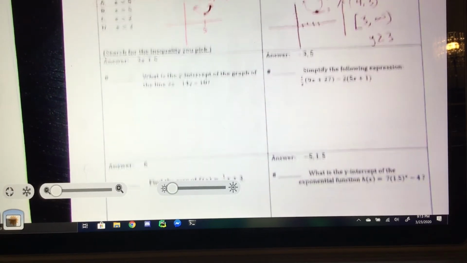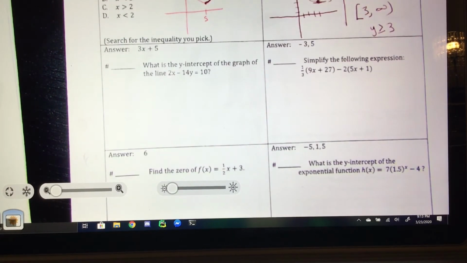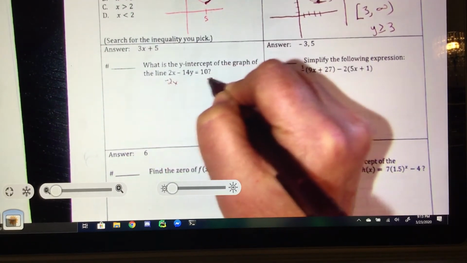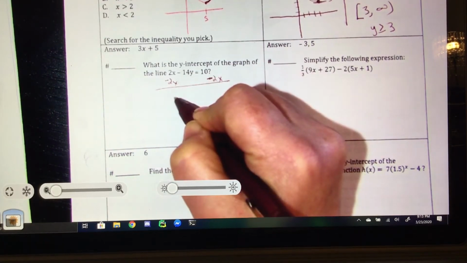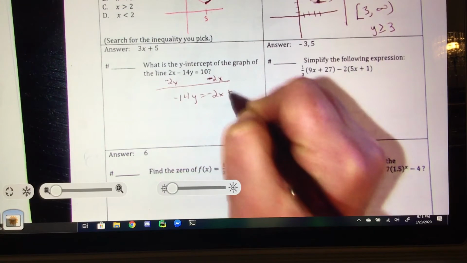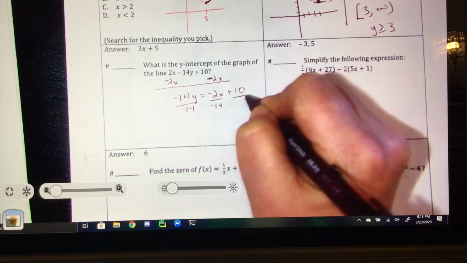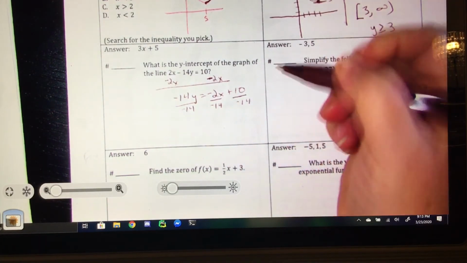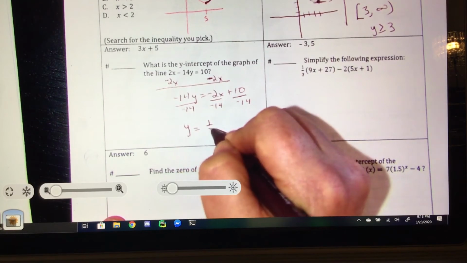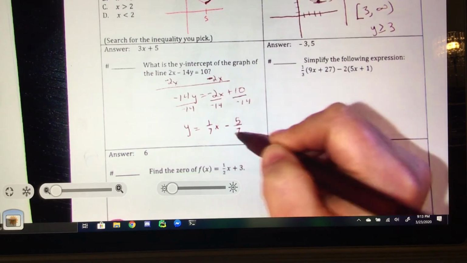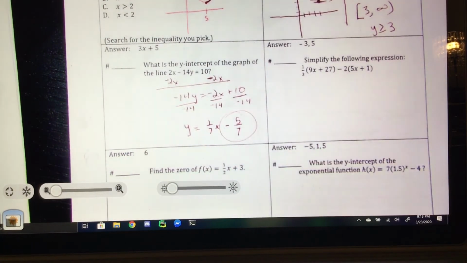Next, what is the y-intercept of the graph of the line 2x minus 14y equals 10? Again, just solve for y. If I subtract 2x from both sides, I would get negative 14y equals negative 2x plus 10. Divide everything by negative 14, and I'd end up getting y equals 1/7 x minus 5/7. It wants to know what the y-intercept is. Well, right there it is.